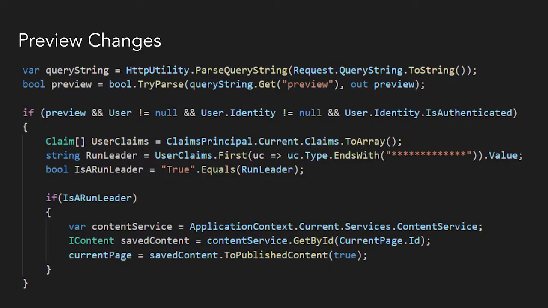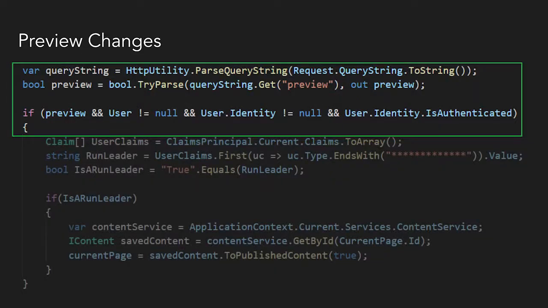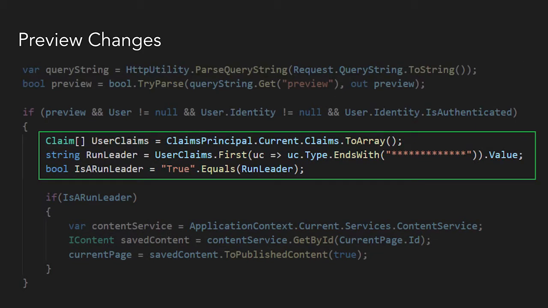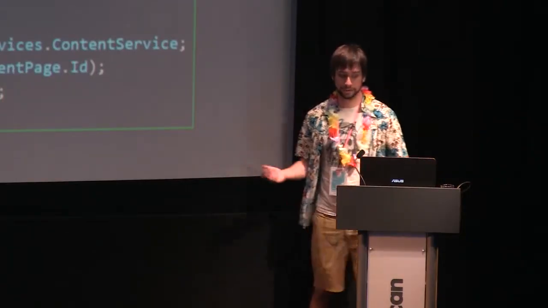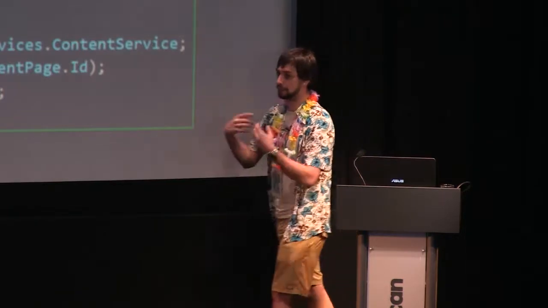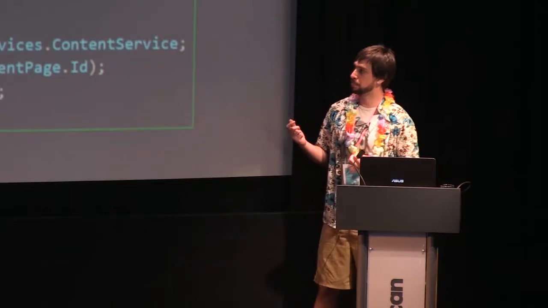So what we did is on the actual route itself, if you pass in a query string of, say, preview, we then check to see if the user is logged in. Now, if the user is logged in and they have the right level, so they're a run leader, rather than using the IPublishedContent, we're going to again use the content service to get the data straight from the database. Now, this will get us the saved data rather than saved and published. So we can have a live bit of content, but we can see the changes without them affecting it.